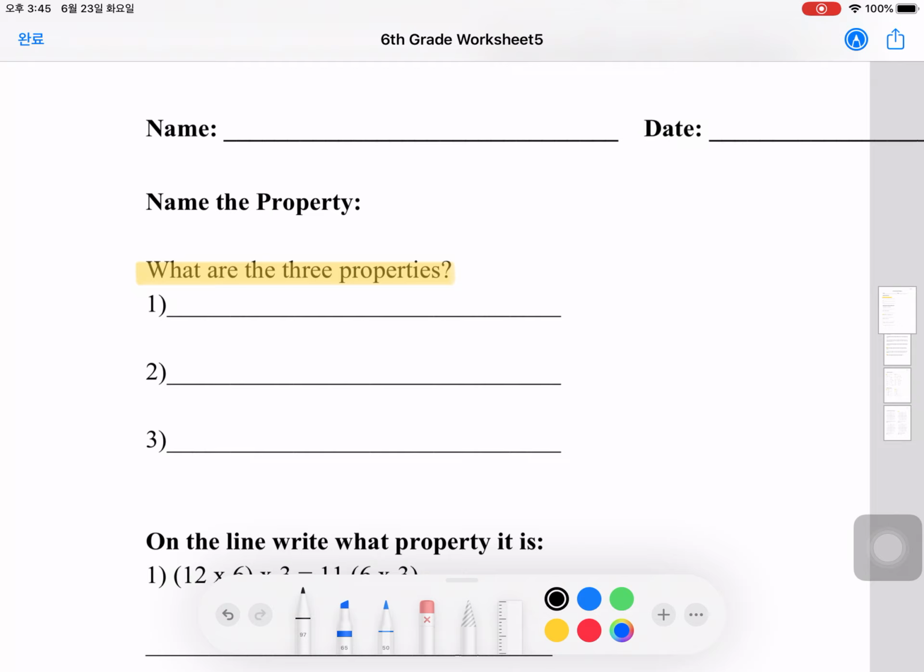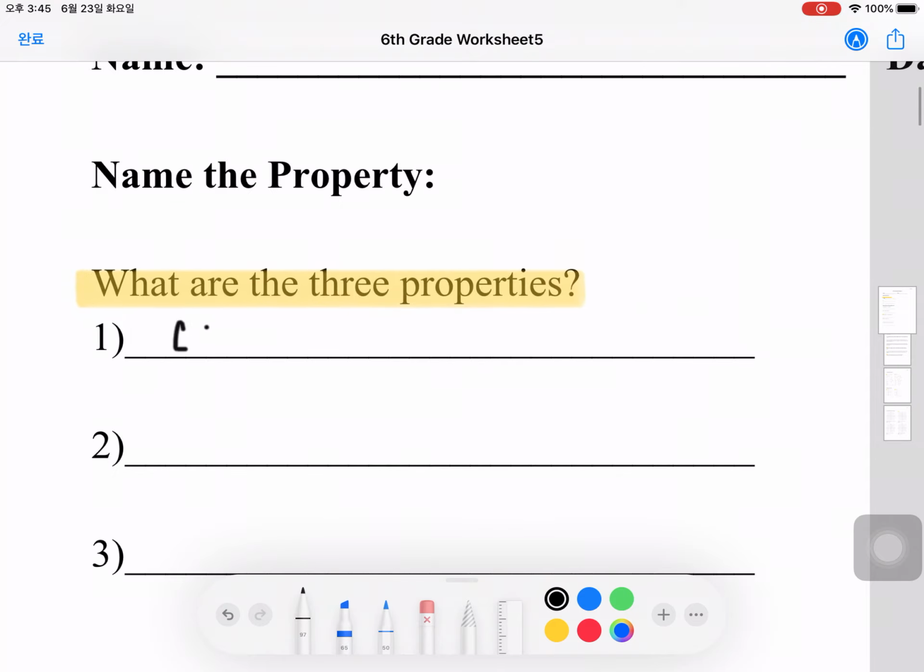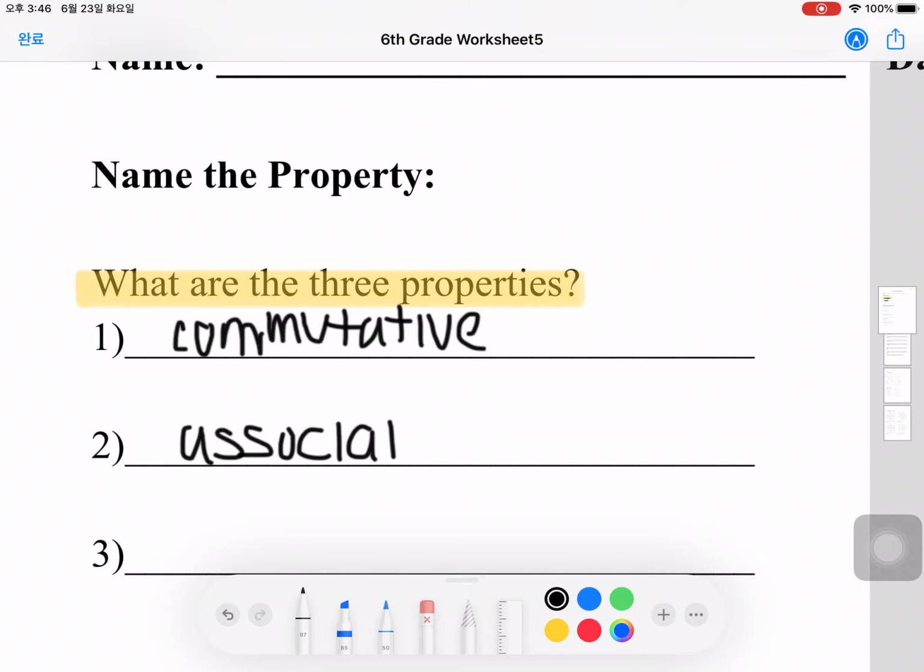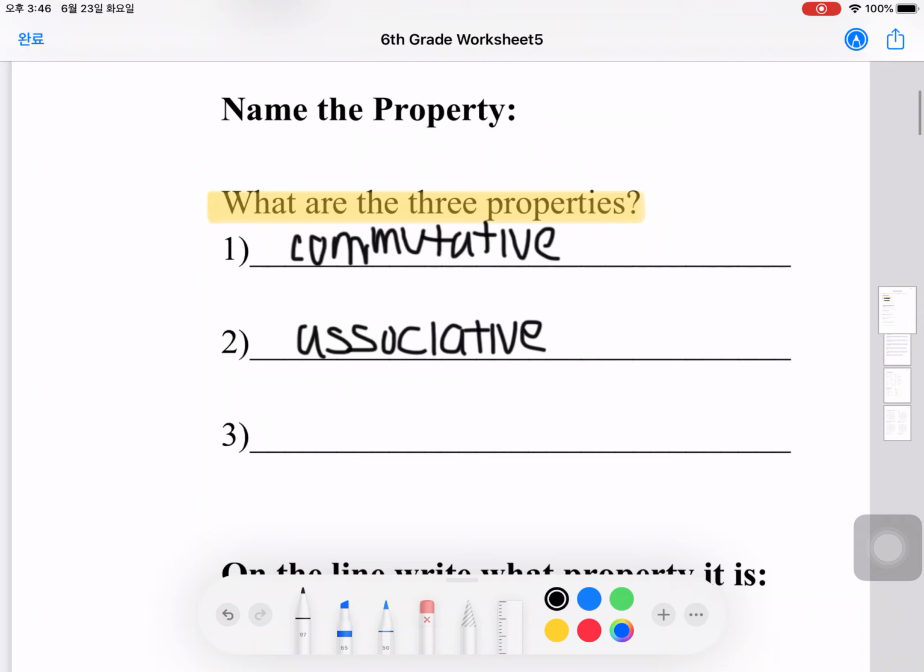So we'll start off with the topic of naming the property. First question, what are the 3 properties? So the first one is commutative. The second one is associative. And the last one is my favorite, distributive.